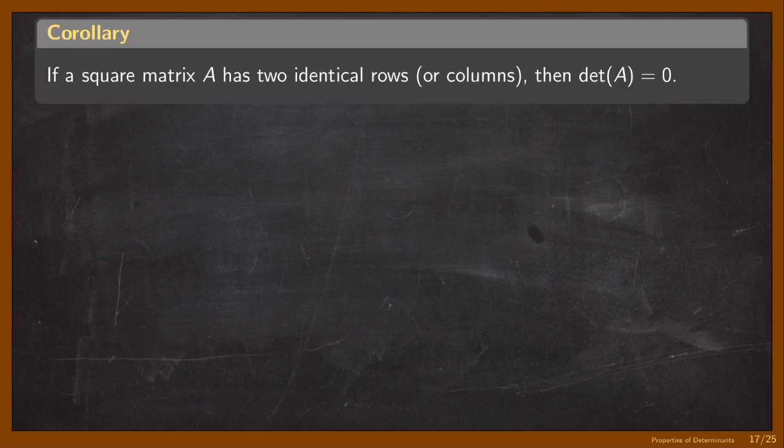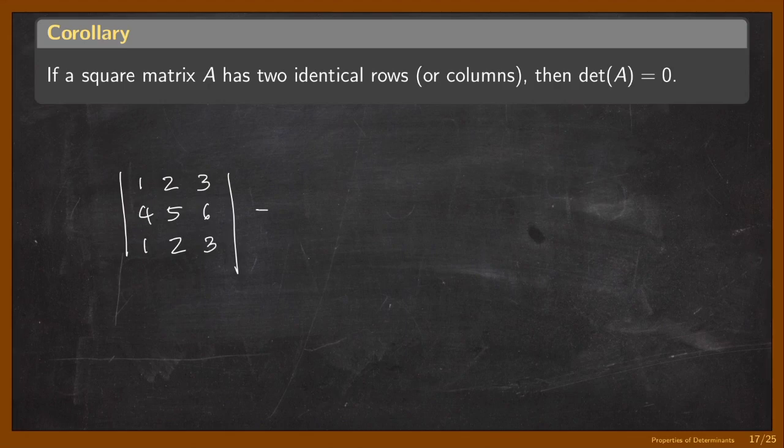If a square matrix A has two identical rows or two identical columns, then the determinant of A is 0. This is a corollary. When you say corollary, it's an immediate consequence of the previous theorem. So imagine that you have a matrix with two equal rows. For example, I have 1, 2, 3, 4, 5, 6, and then again a 1, 2, 3 over here.